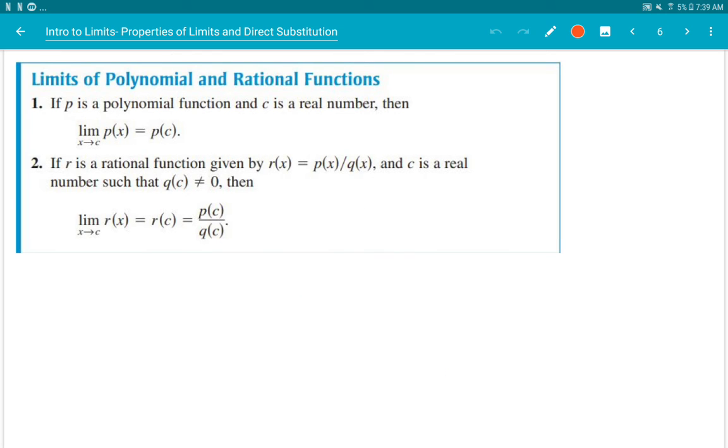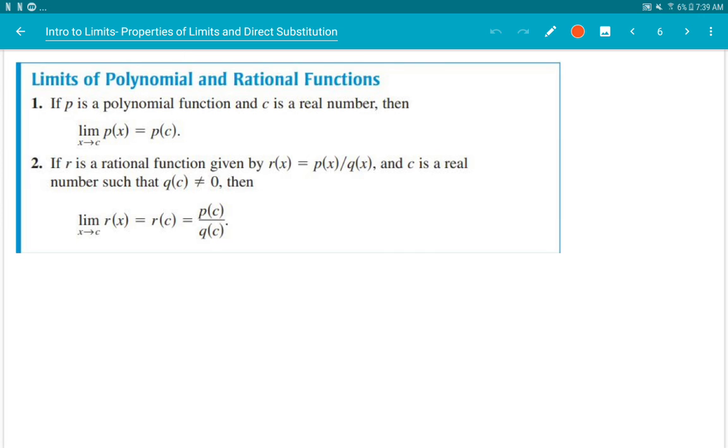Okay, limits of polynomial and rational functions. Here, if p is a polynomial function and c is a real number, then the limit of the polynomial as x approaches c is going to be p of c. Like I said before, since polynomial functions are very well behaved and they exist everywhere, it's just going to be a matter of direct substitution. So that's basically what they're telling you. To find the limit of any polynomial function, just take the direct substitution. It's a quick and easy method.